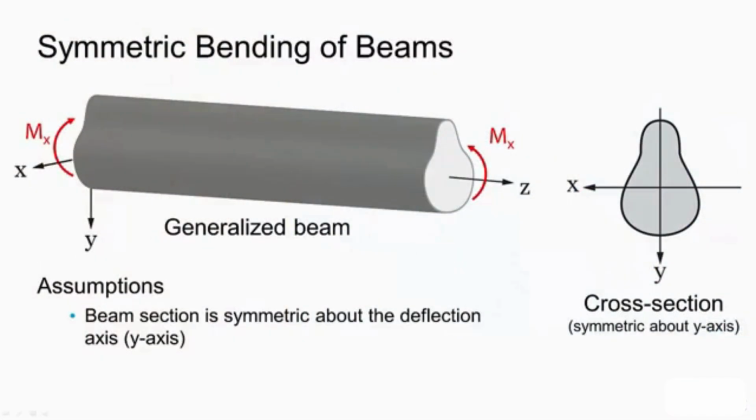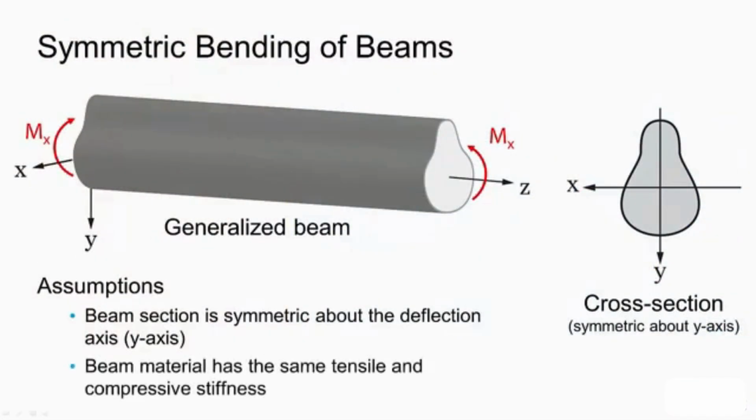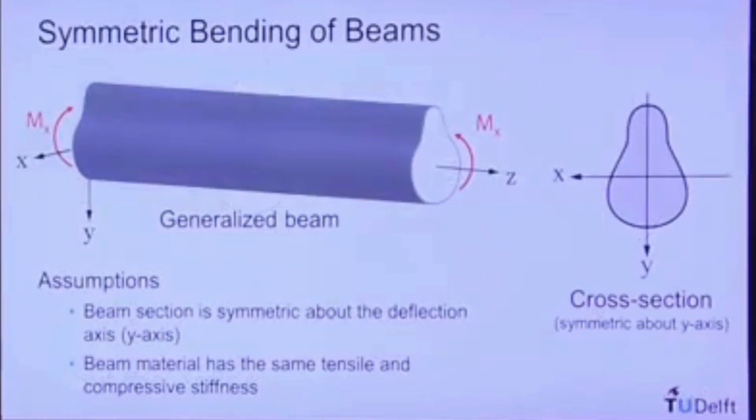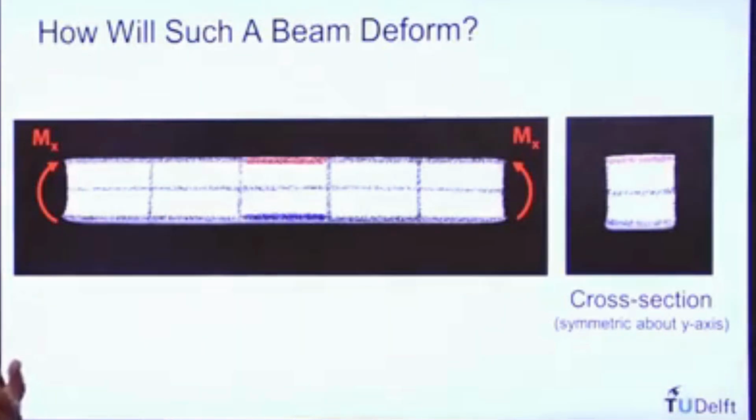The second assumption we're going to make is that the beam has the same tensile and compressive stiffness. The Young's modulus is the same in both tension and compression. And the reasoning for this will become apparent in a little bit, but for now, that is our two assumptions for a symmetric beam that we will use to derive the stress and strain distribution. What we need to do is think about how will such a beam deform.